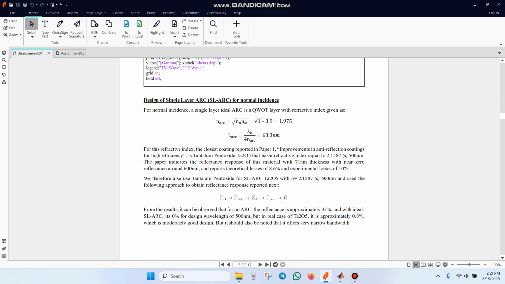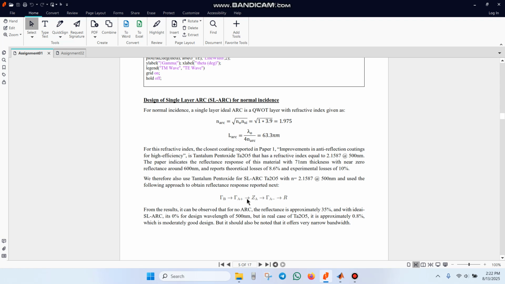So for this purpose, we did a bit of survey as to which is the closest material that we can select which has a similar refractive index as this one. So we found out that tantalum pentoxide is basically a very close material to our design, offering the refractive index of 2.1587 at a wavelength of 500 nanometer, and therefore we use this particular material, tantalum pentoxide, for our design as well.